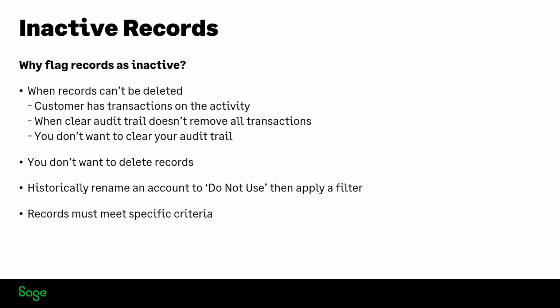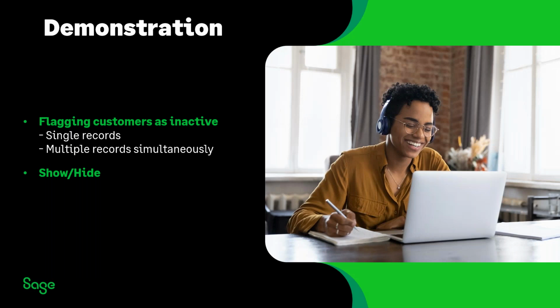Now, historically, before inactive records came along, you would have renamed the customer account to something like do not use or inactive record. You put that in the title of the customer name, and then you would have applied what was then termed a search, what's now termed a filter, just to hide them from the list. But with inactive records, it makes it really simple. But please bear in mind, records must meet specific criteria to be able to be flagged as inactive. And we'll go through that for customers in just a few minutes' time. Anyway, let's get stuck into some demonstrations just so you can see what this looks like when it's working.